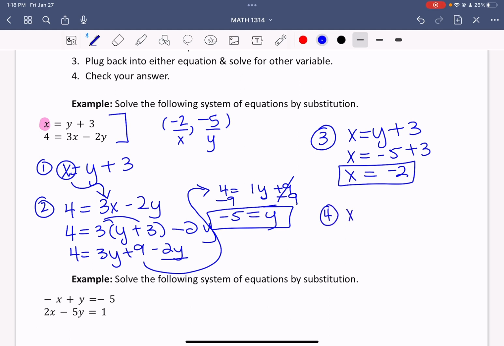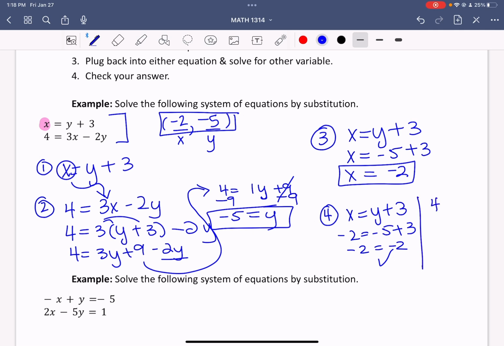We did a whole lot of algebra with that. So let's just check and make sure we've got it. I'm going to take the x equal to y plus 3 and plug in this ordered pair I've gotten. So I'm going to say negative 2 equals negative 5 plus 3. That gives me negative 2 equal to negative 2. That's true. I feel good about that.